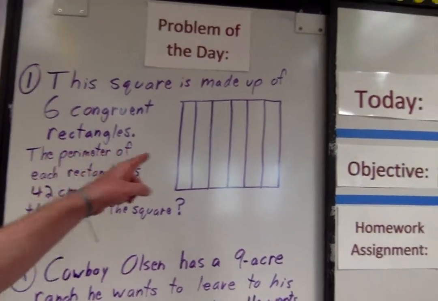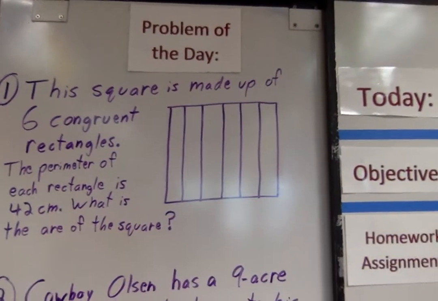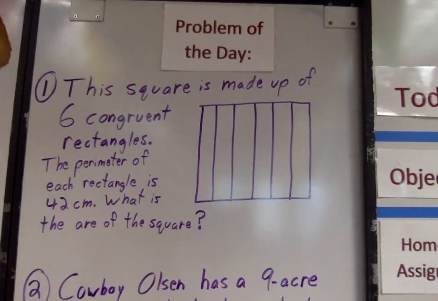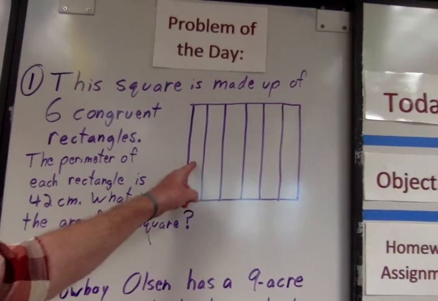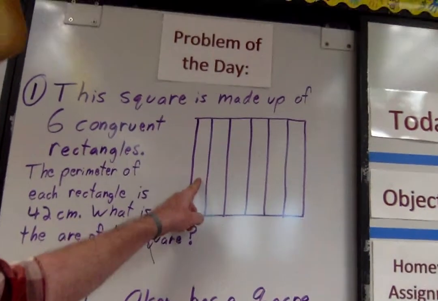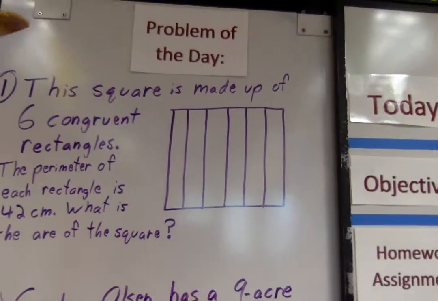This square is made up of 6 congruent rectangles. Hope you remember what congruent means. That means they're the same. The perimeter of each rectangle is 42 centimeters. So what's the area of this whole square?